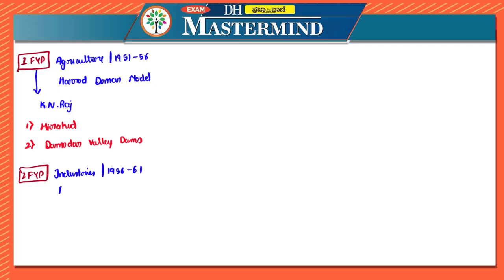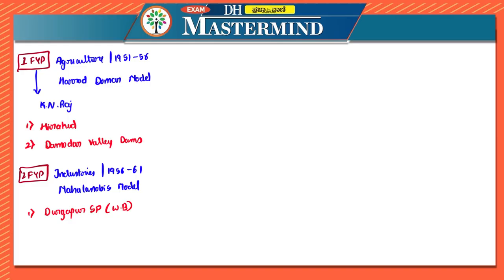And this was on the basis of the Mahalanobis, P.C. Mahalanobis. It is also known as the Mahalanobis plan, Mahalanobis model. So the main focus here was industries only. And what were the important developments which happened during this second 5-year plan? First one was the Durgapur steel plant, which was in West Bengal.